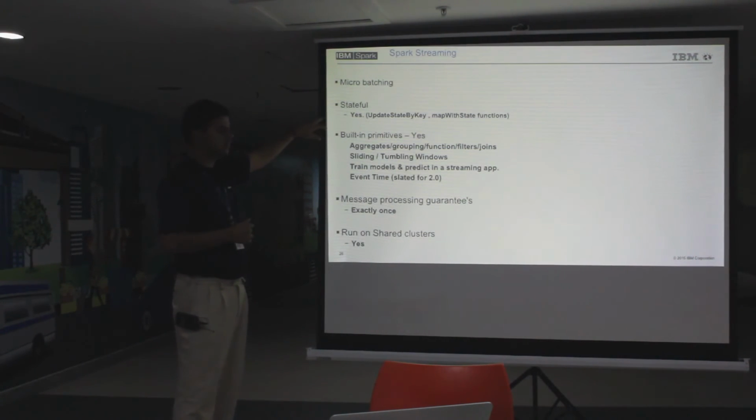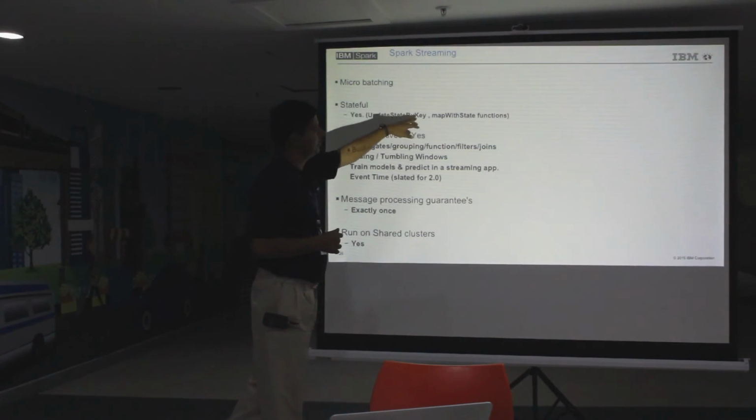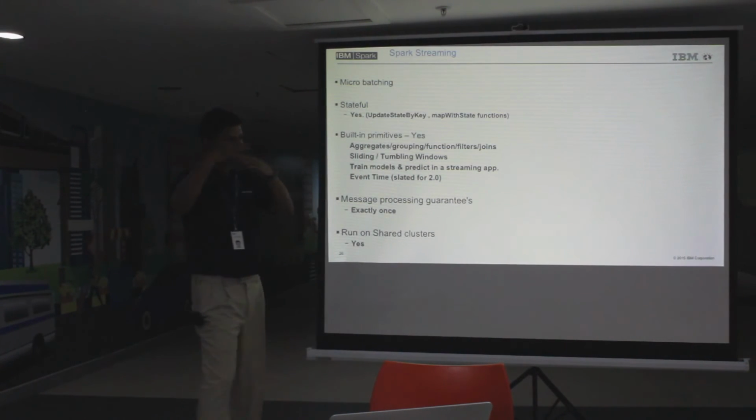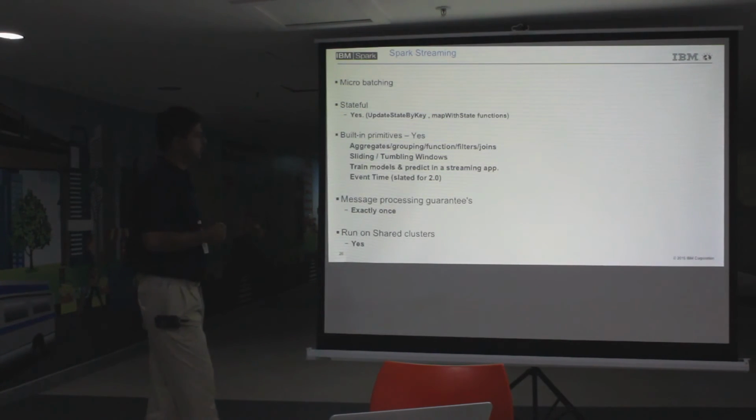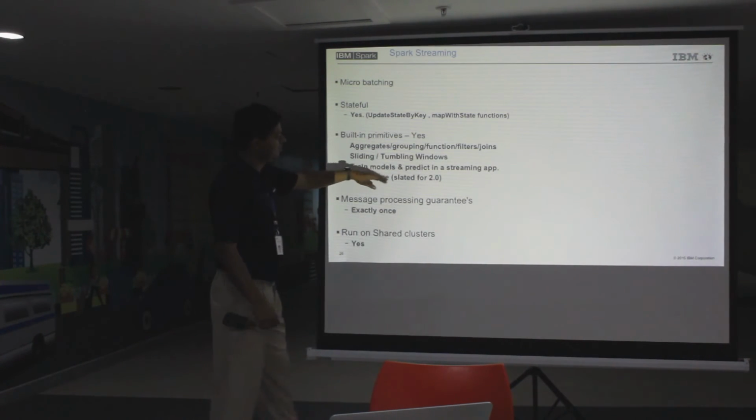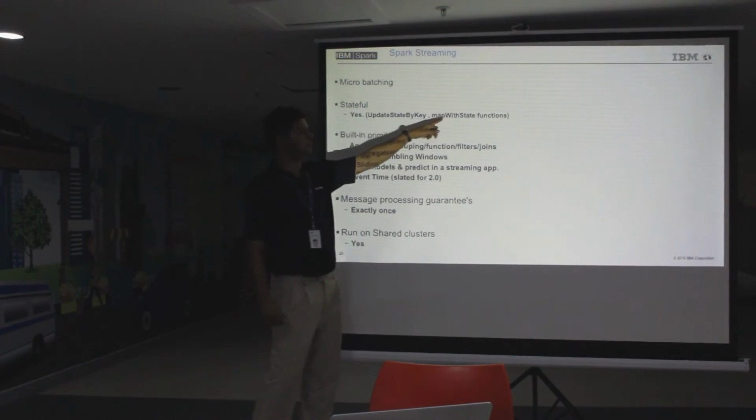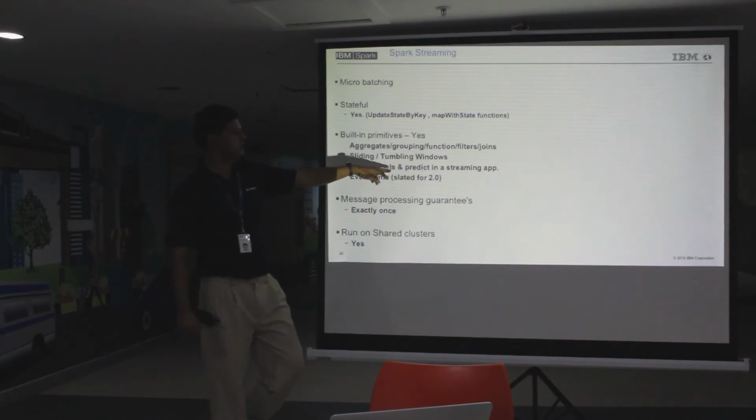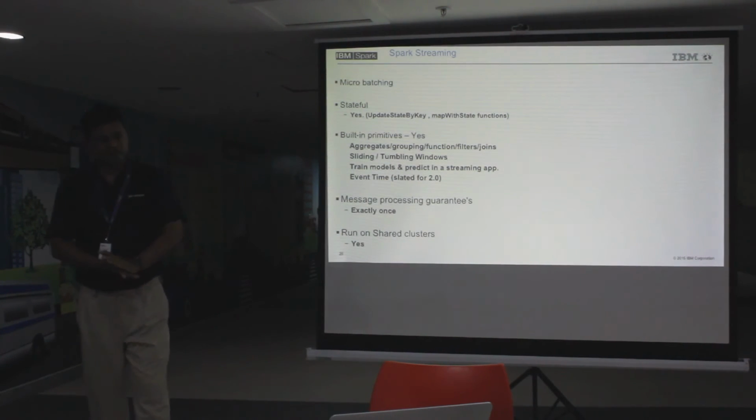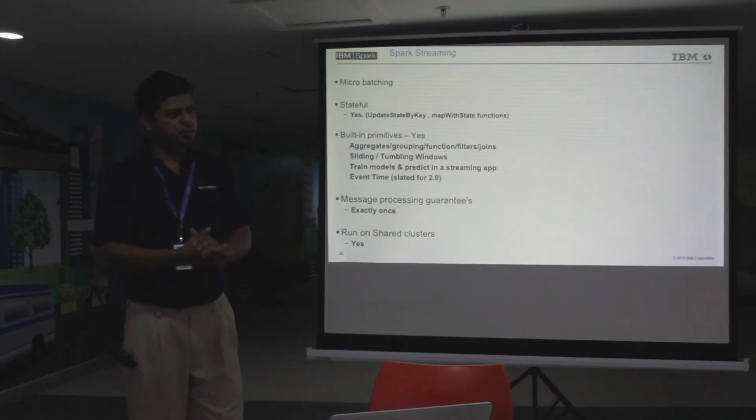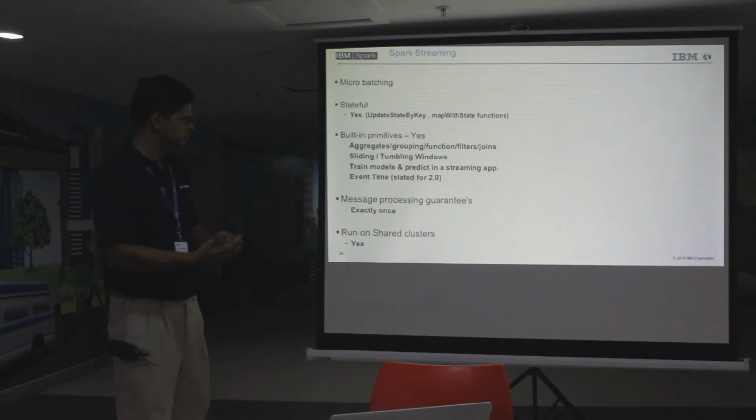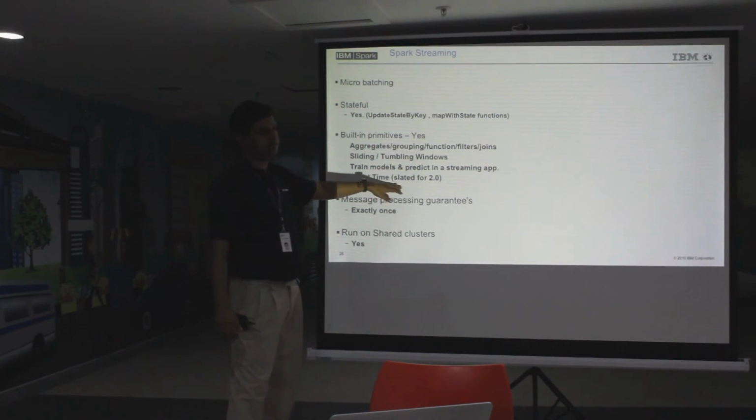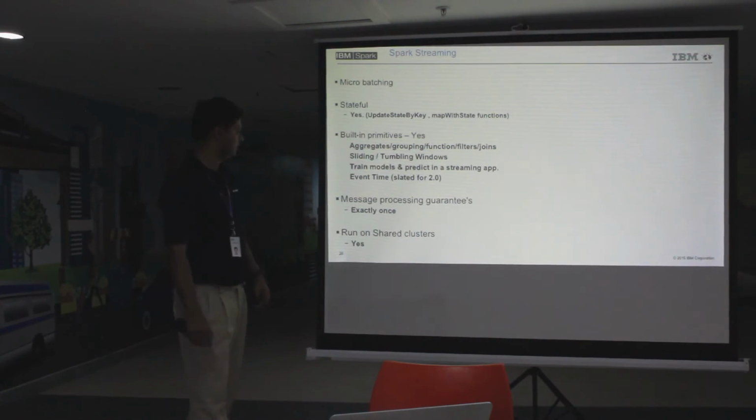Yes, it is stateful, right? They have functions like update state by key and map with state that keeps the data inside Spark but stateful and guaranteed to recover in case of a failure. Built-in primitives, it's there. Sliding windows, train models and predict like we saw, same thing. I said this map with state is what Flink has. In 1.6, even Spark streaming happens. Event time is not yet there in Spark streaming, but 2.0, which is supposed to be 2 months from now, it's slated in there. So then you match up on that, right?